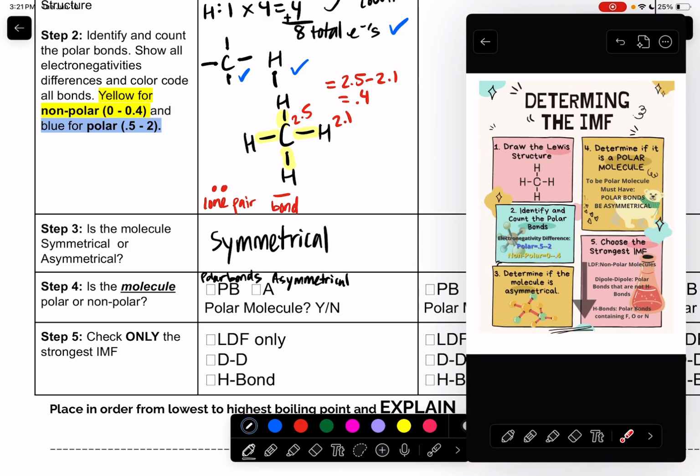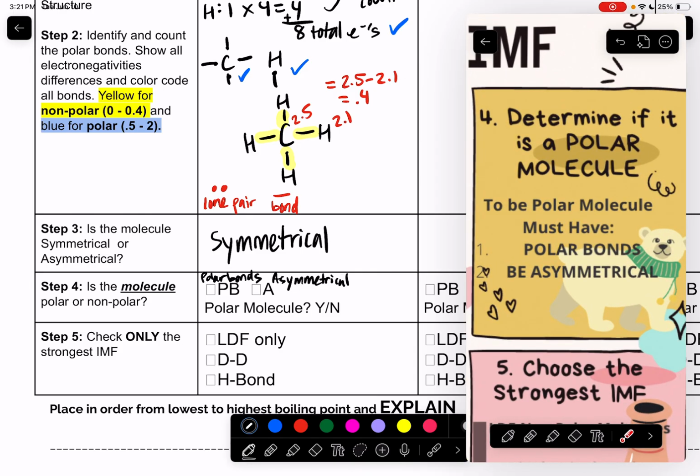We already did steps 1, 2, and 3. So we drew the Lewis structure, we identified and counted the polar and nonpolar bonds, we determined if the molecule is asymmetrical or symmetrical. Now we're on this step. In order for this molecule to be considered a polar molecule, 2 things have to be true. You must have polar bonds, and you must have this molecule be asymmetrical, meaning unequal sharing of electrons. If you cannot check off both of these boxes, that means you do not have a polar molecule.